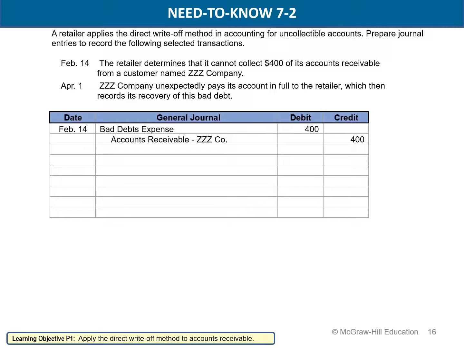Then on April 1st, ZZZ Company unexpectedly pays its account in full to the retailer, which then records its recovery of this bad debt. Ironic that it's on April Fool's, right? Isn't that April 1st? Like, just kidding, I'm going to pay you.